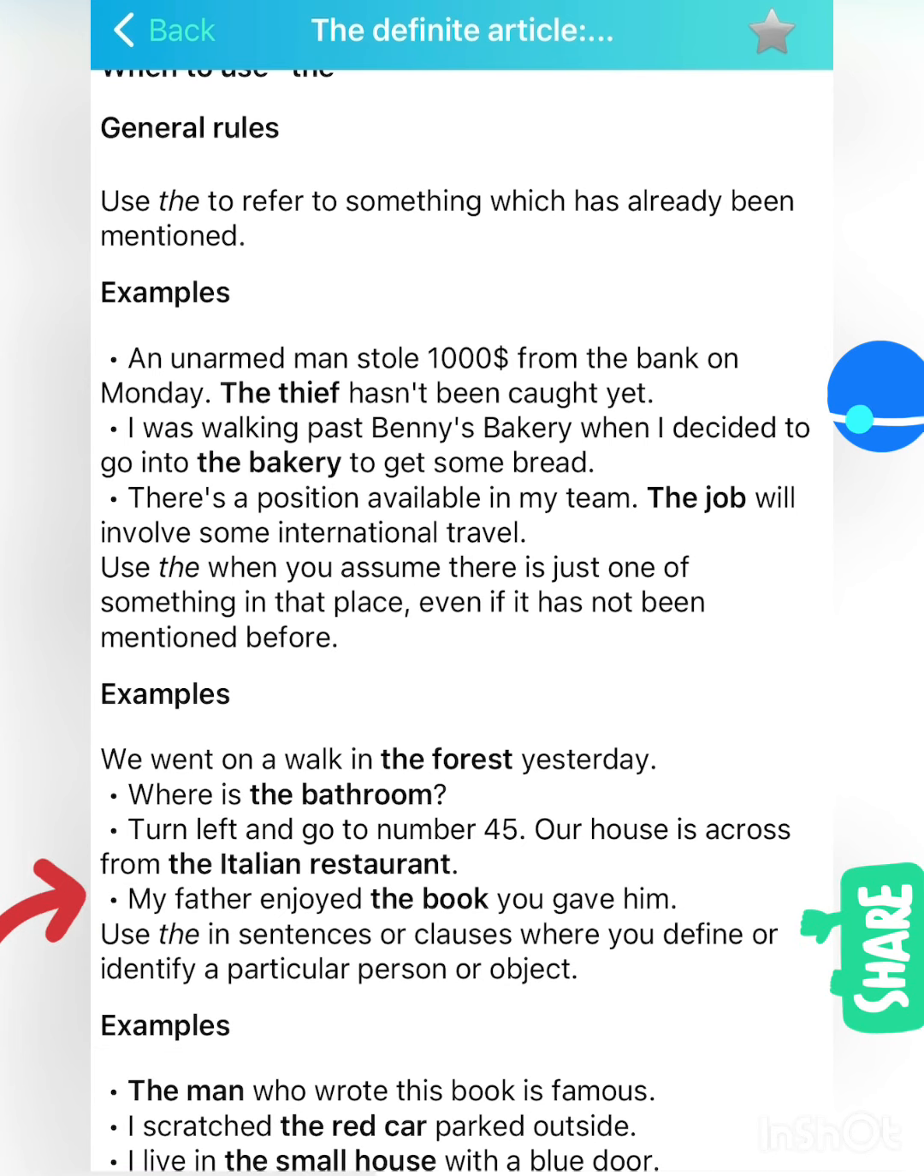Next example, where is the bathroom? So maybe let's say you're in a building and in that building there's only one bathroom. So you're referring to that one particular bathroom. So you can say "the" in front of that particular name.